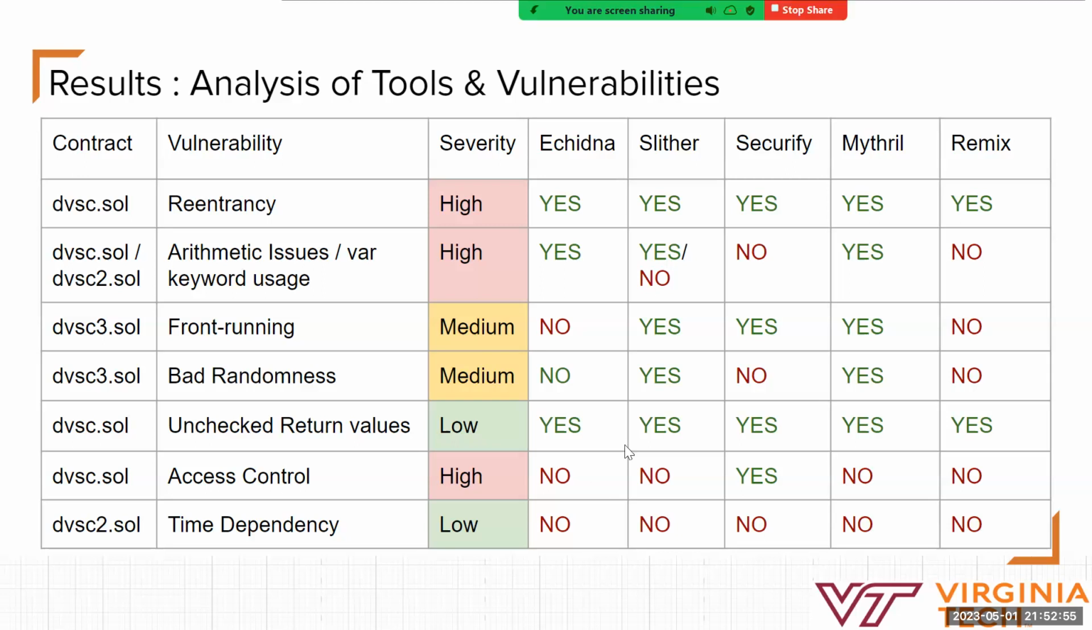But this is like a high level overview. We can see that Slither is preferably the best open source tool, which is also used for static analysis for checking vulnerabilities in smart contracts. Remix, on the other hand, doesn't perform well. Echidna is good, but it doesn't perform well for medium and low level vulnerabilities. Slither, on the other hand, works for a large scale of vulnerabilities.